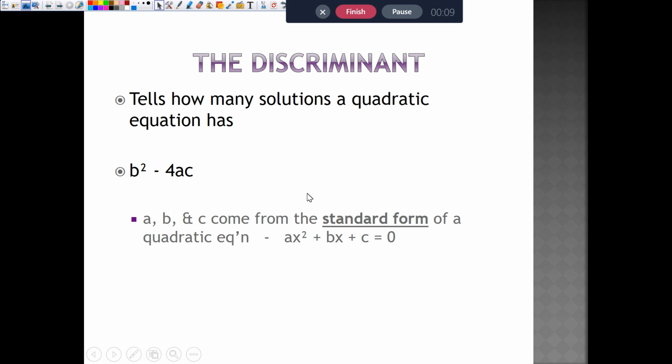Alright. So the discriminant tells how many solutions a quadratic equation has. And this is the equation, b squared minus 4ac, okay? And we get the a, b, and c from our standard form of a quadratic equation, ax squared plus bx plus c equals 0, okay? So we're going to take our b value and place it in for b, our a value and place it in for a, and our c value and put it in for c.